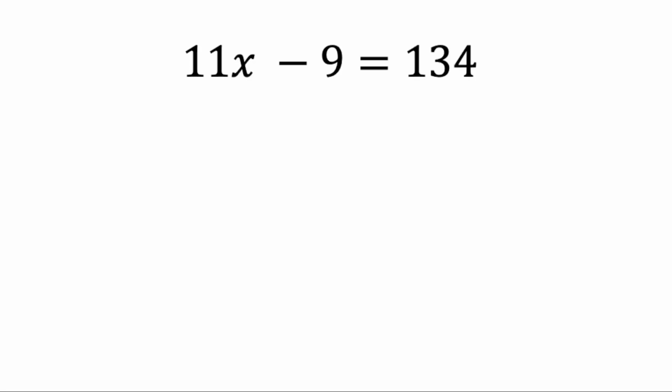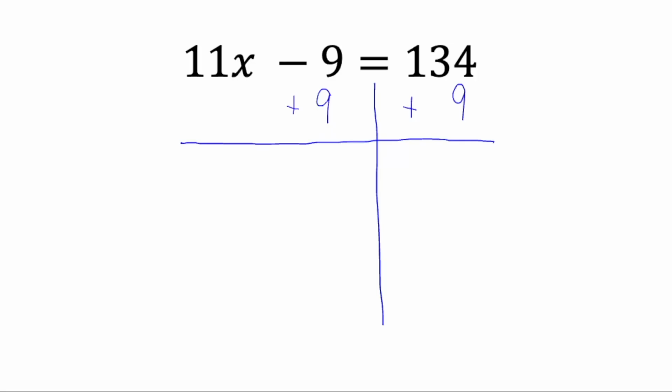Let's work through an example of solving a two-step equation. First, add 9 to both sides of the equation. 9 is subtracted from the x term. The inverse operation of subtraction is addition. Negative 9 plus 9 equals 0. 134 plus 9 equals 143.